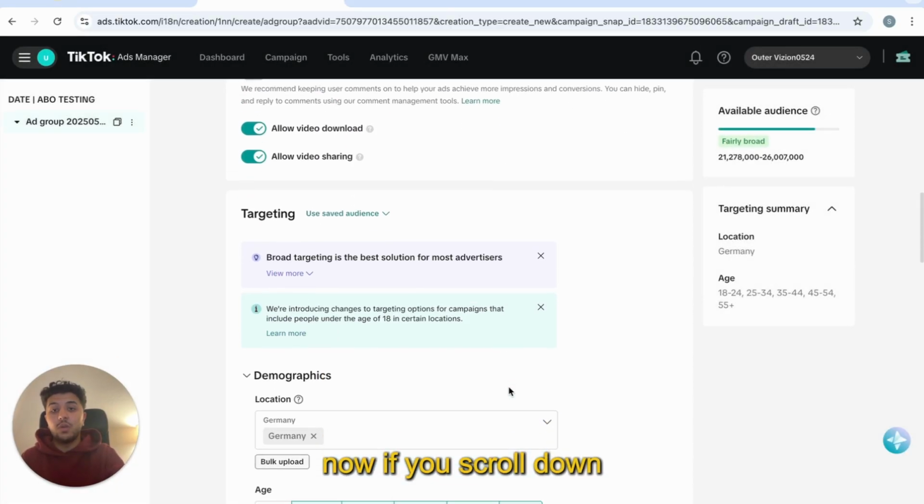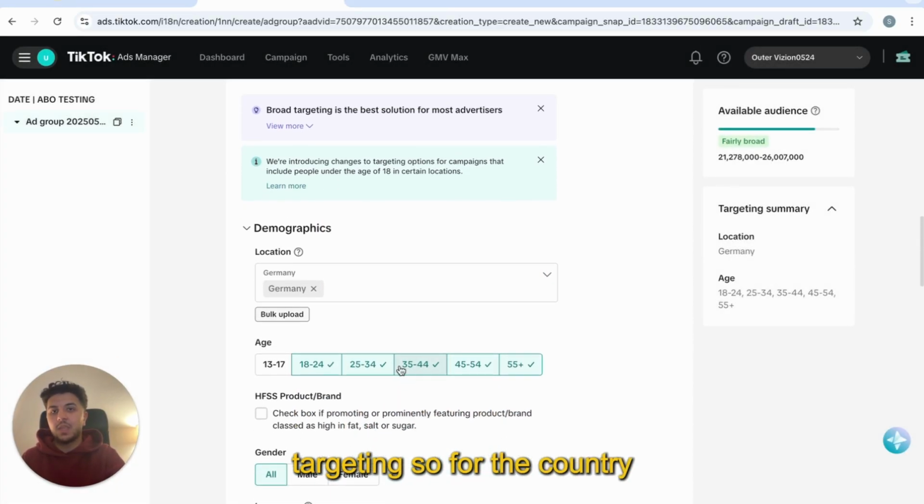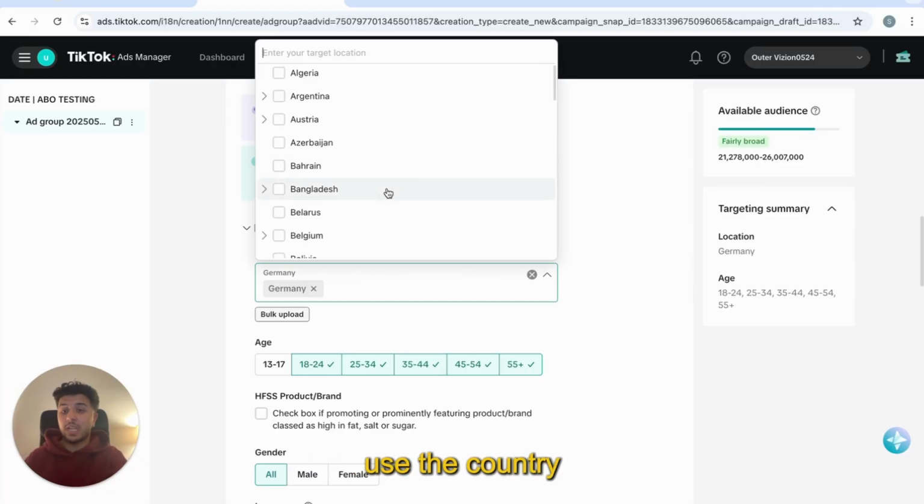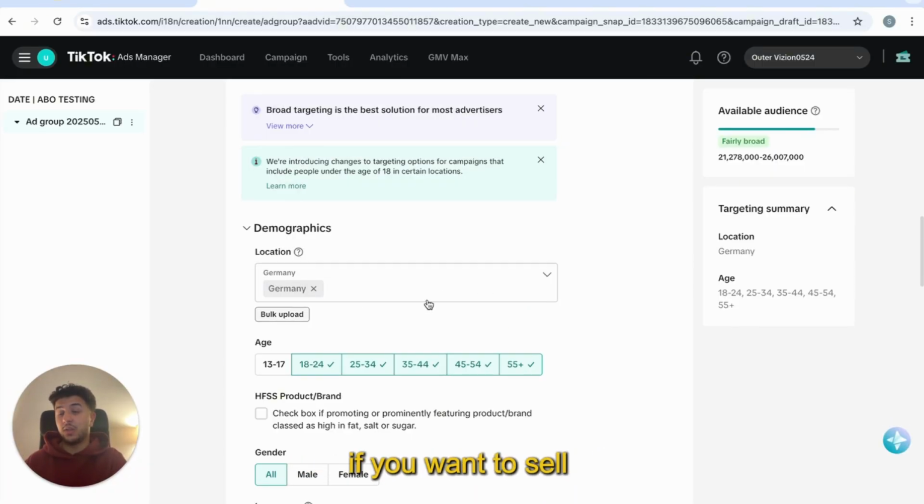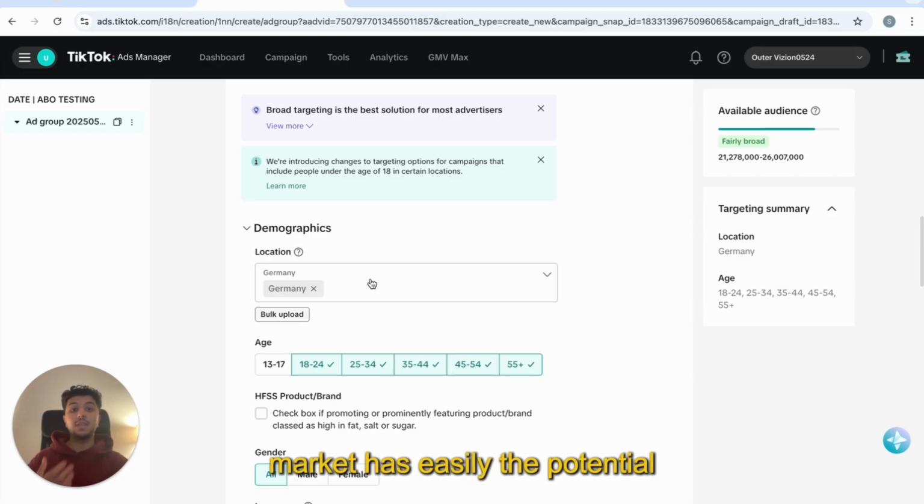Now if you scroll down, you come to the targeting. For the country, use the country where you're coming from, or the country where you want to sell. So it's literally, if you want to sell in your home country, you just select your country. If you want to sell in the US, you just select US. For the beginner, I would recommend selling in a smaller market. So let's say you're coming from Germany, Netherlands, France. Test in your own market, because your own market easily has the potential to be scalable to 1 million.